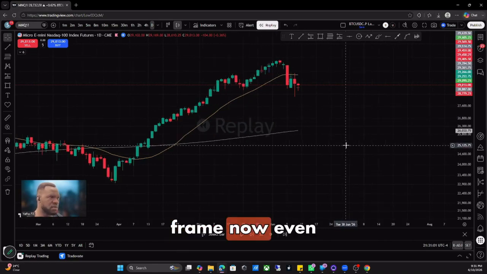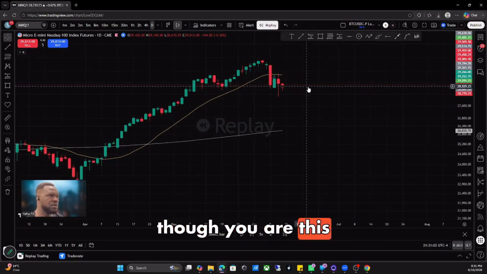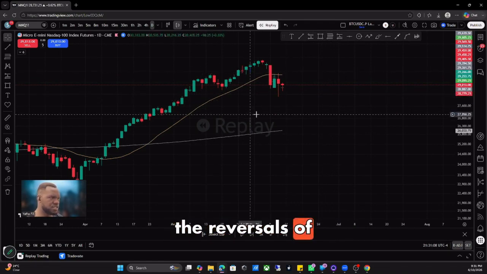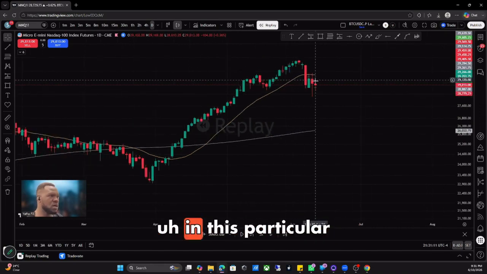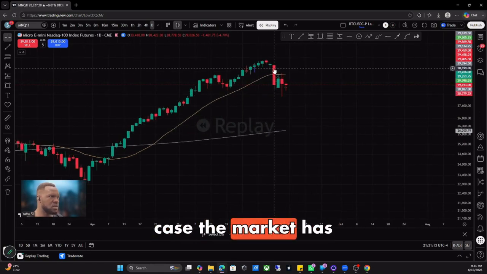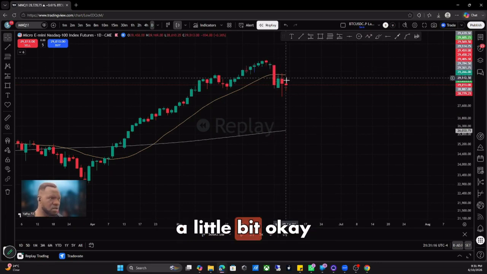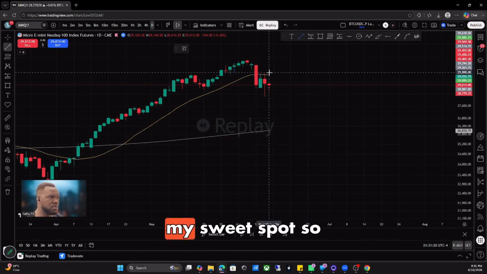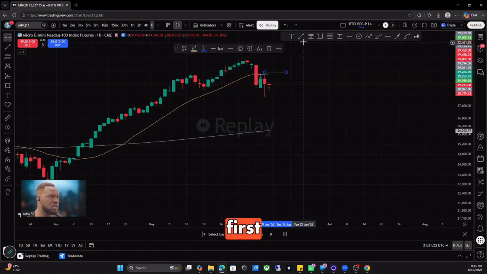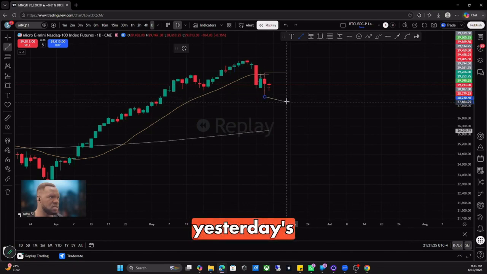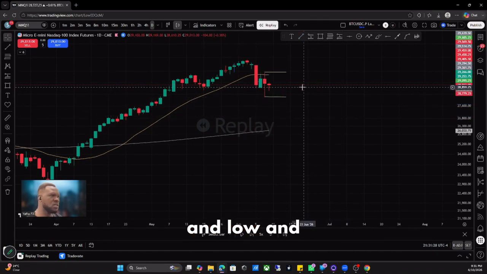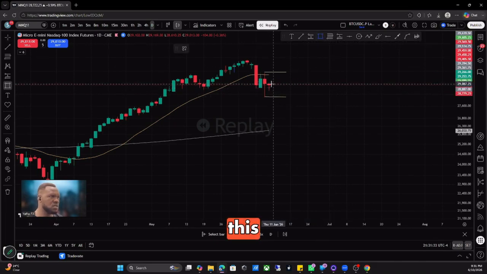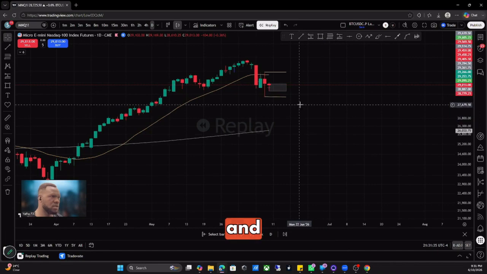This is the larger time frame. Now, even though you are on this larger time frame, sometimes we trade the reversals of the larger market. So in this particular case, the market has been moving down a little bit, and this is where I find my sweet spot. So first, this is yesterday's high and low, and today's was here. This is today's.